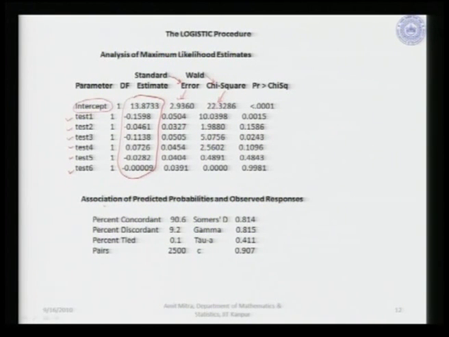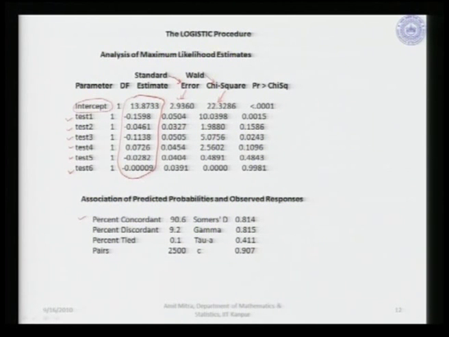Now, we also look at the association of the predicted probabilities when we are looking at the predicted class memberships. After the predicted probabilities, if the predicted probability is greater than 0.5, we classify it as having the value y equal to 1, and 0 otherwise. Then once again we get a confusion matrix, and from there we look at the association of the predicted probabilities and the observed responses. These are some standard measures of association.